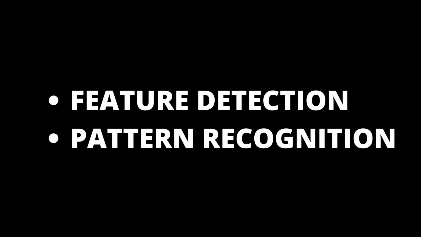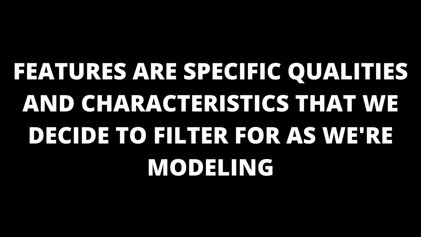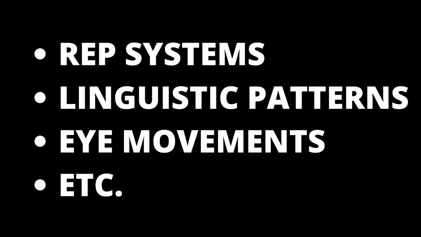Finding relevant patterns involves two key processes: feature detection and pattern recognition. Features are specific qualities or characteristics that we decide to filter for as we're modeling. This includes characteristics like rep systems, linguistic patterns, eye movements, and so on. The features we look for determine the kind of patterns we find.